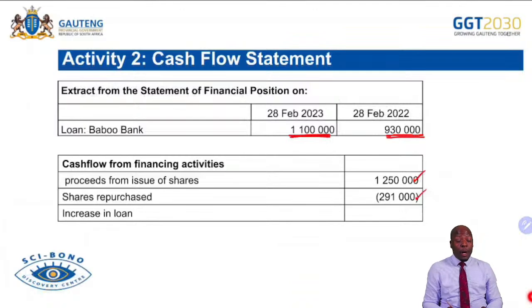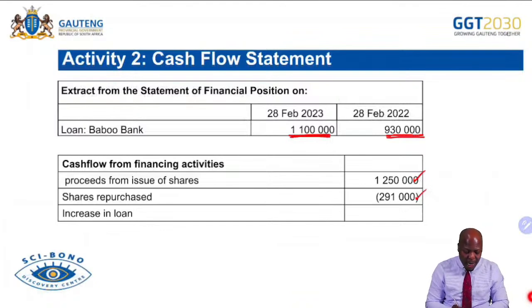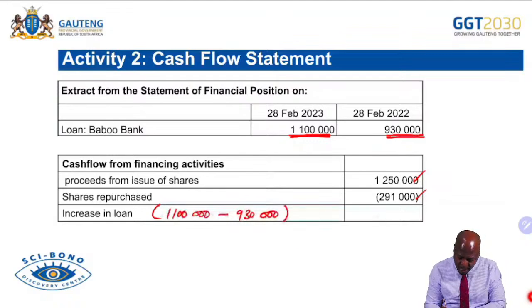I want to ask you a question. What do you think happened when the loan has increased? Did we pay or did we receive? You're right. We have received some money. That's why you see the loan is increased. So now we have 1,100,000. Yet at the beginning, we had 930,000. That means our loan has increased by how much? It has increased by 170,000.